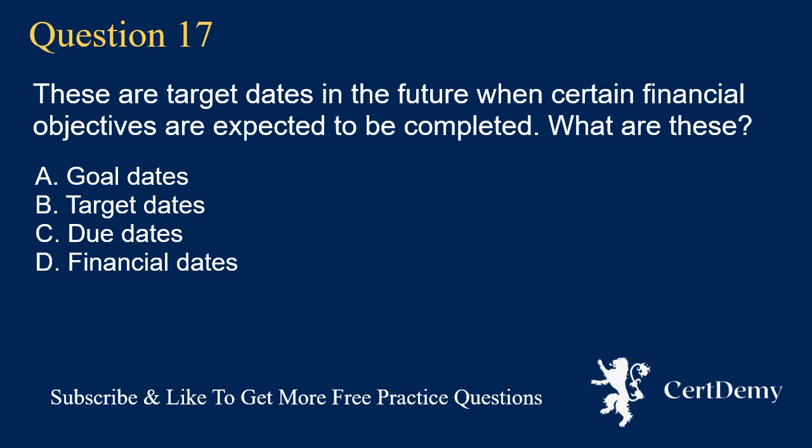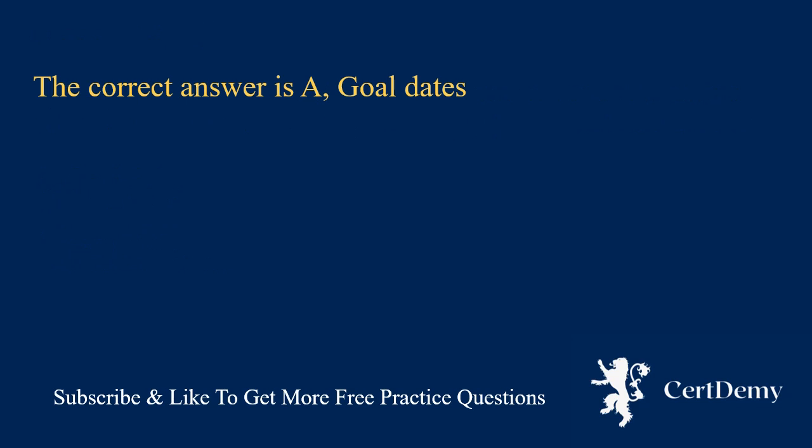Question 17. These are target dates in the future when certain financial objectives are expected to be completed. What are these? A. Goal dates. B. Target dates. C. Due dates. D. Financial dates. The correct answer is A. Goal dates.